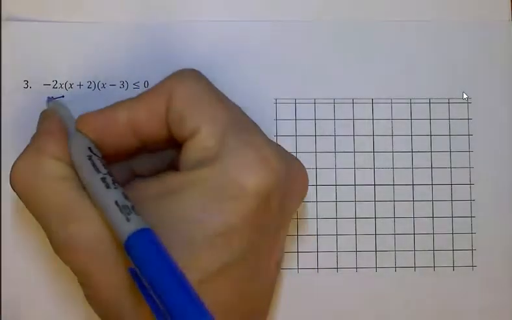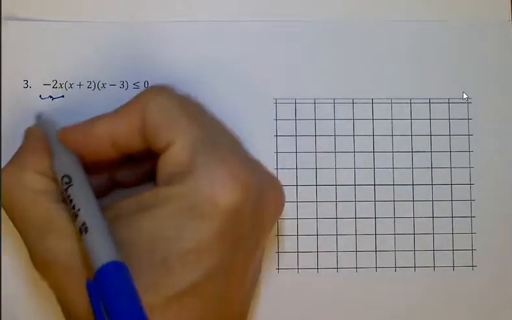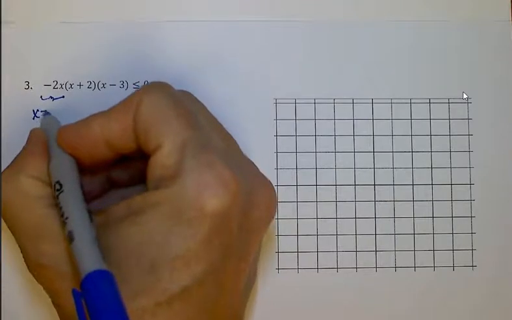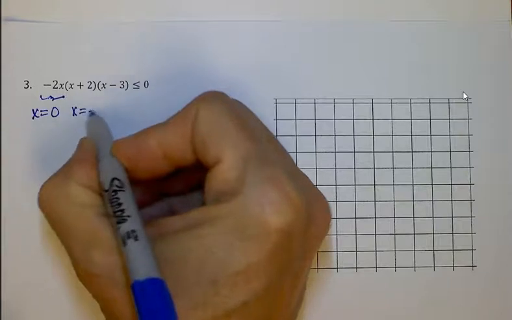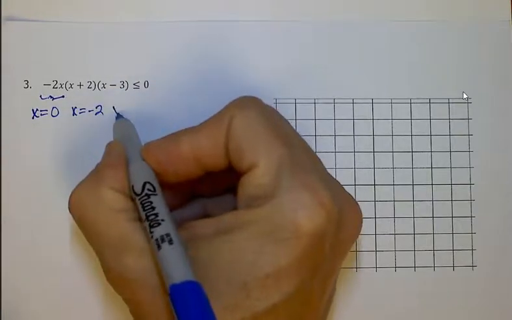This out here counts as a factor. The 0 for that would be x equals 0. For this one, we would get x equals -2. For this one, we would get x equals 3.